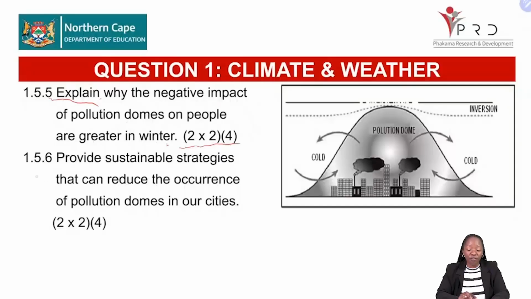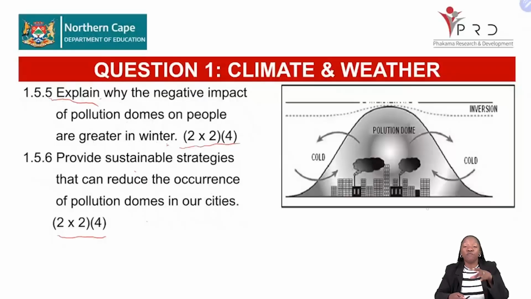Then your 1.5.6: provide sustainable strategies that can reduce the occurrence of pollution domes in our city. Another 2 times 2. So as I've said, if you don't know what a pollution dome is, it's going to be difficult again to answer all these questions because they are all based on the pollution dome.